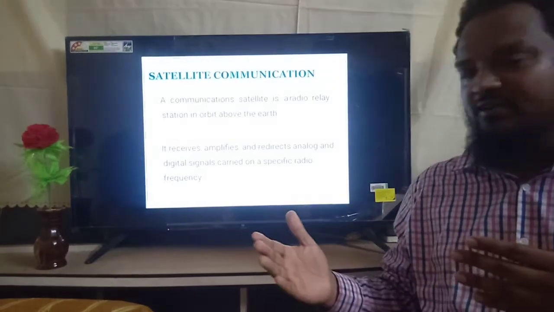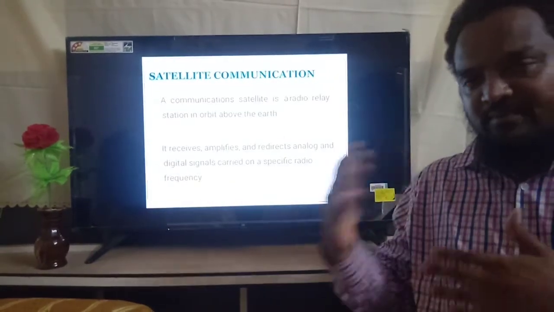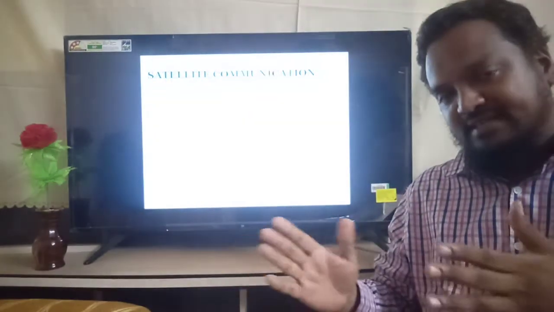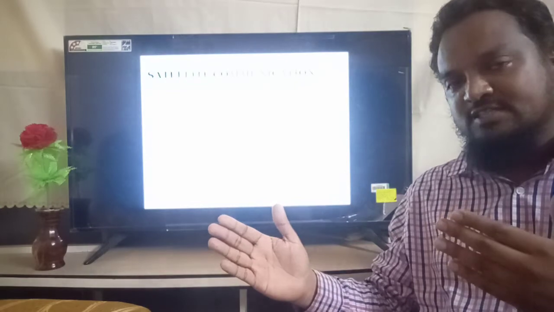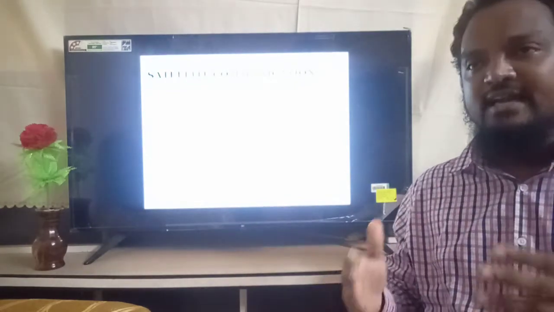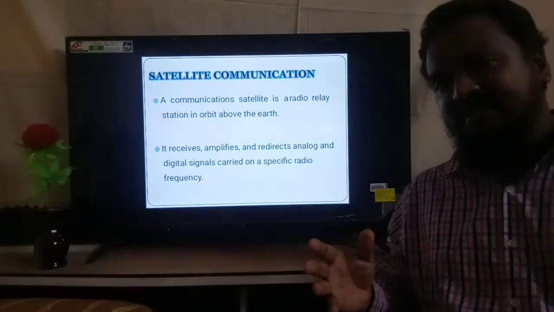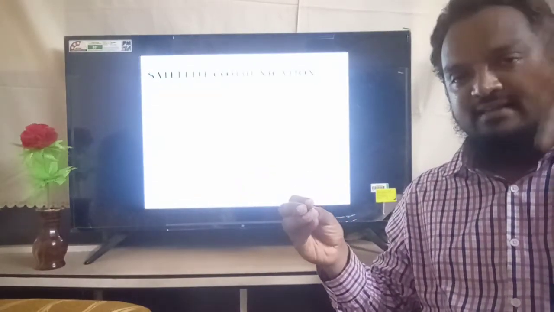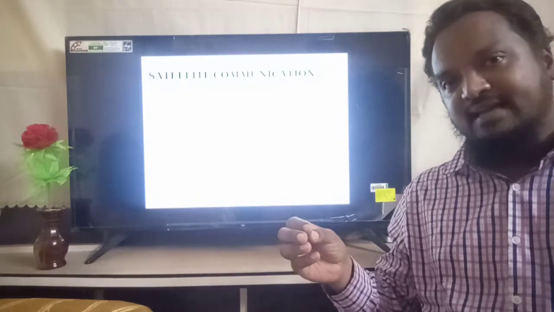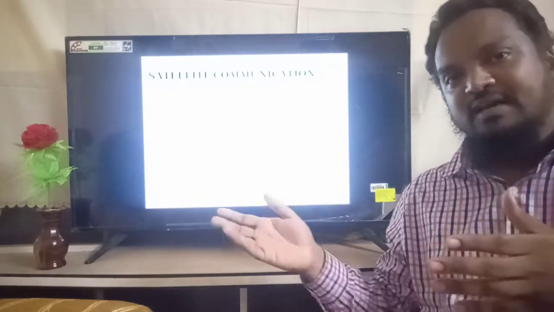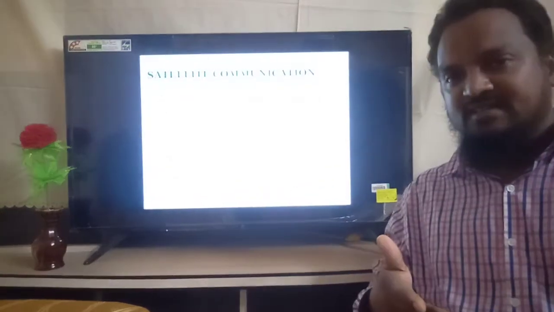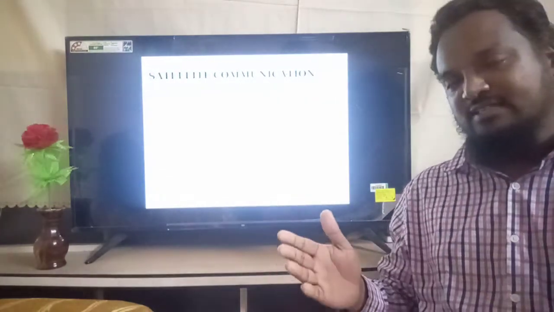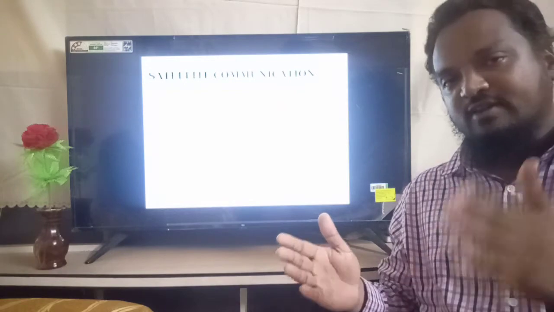What is the function of a radio relay? It receives the signal, amplifies the signal, and redirects it along a specific radio path. What does it mean? Suppose a TV channel is transmitting a video signal and that signal is amplified and redirected by the satellite. It should be redirected to a specific frequency. Otherwise, some other TV channel will receive that signal. This will be miscommunication. This is called interference. So to avoid this, it should be transferred to a specific frequency.